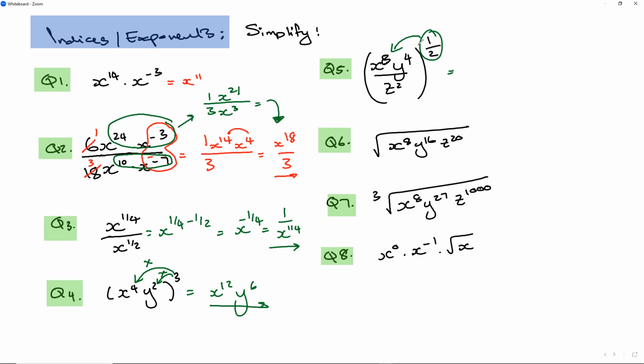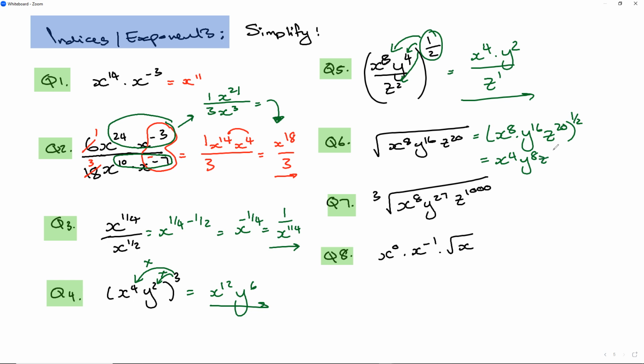Half, exactly the same thing. Half of 8, half of 4, half of 2. Half of 8 is 4, half of 4 is 2, half of 2 is 1. Done. This one is exactly the same as that one. It's a root. So we go x to the power of 8 times y to the power of 16, z to the power of 20, to the half, and then we're taking half of each of these numbers. 4, 8, and 10.